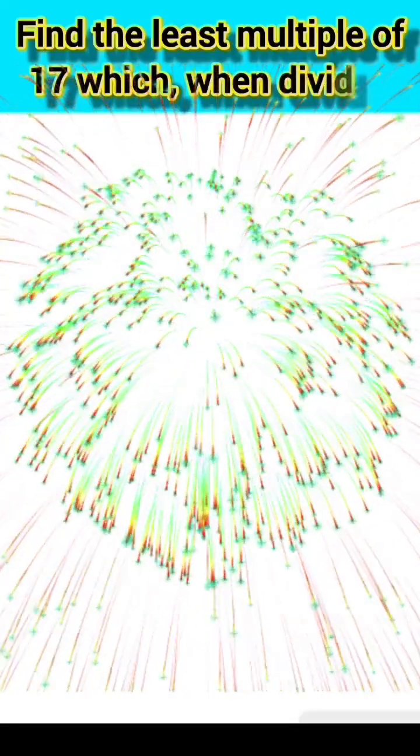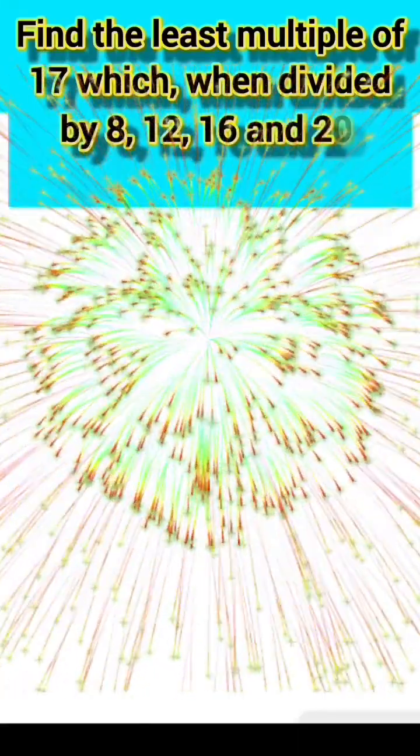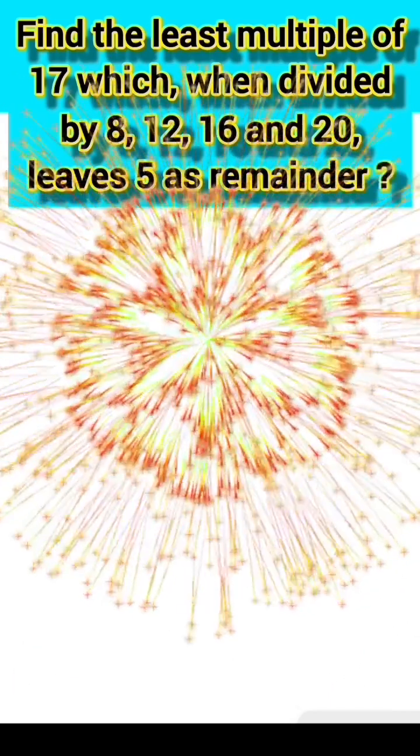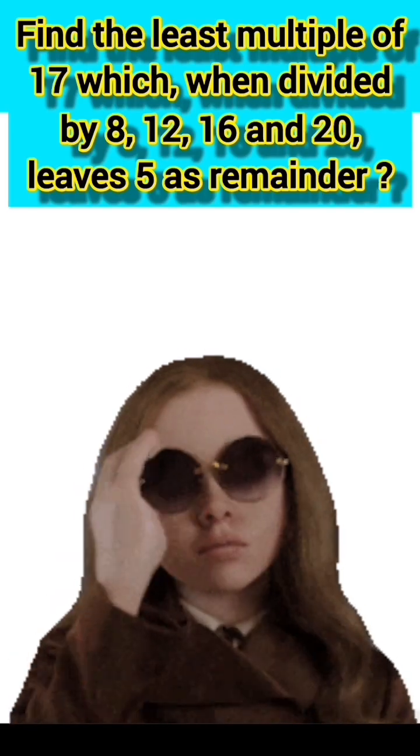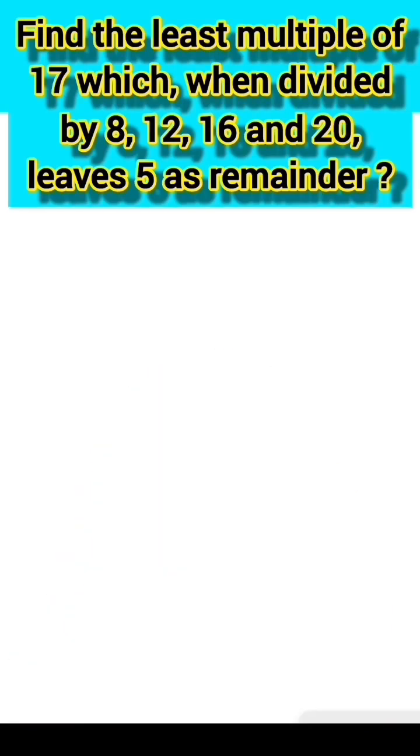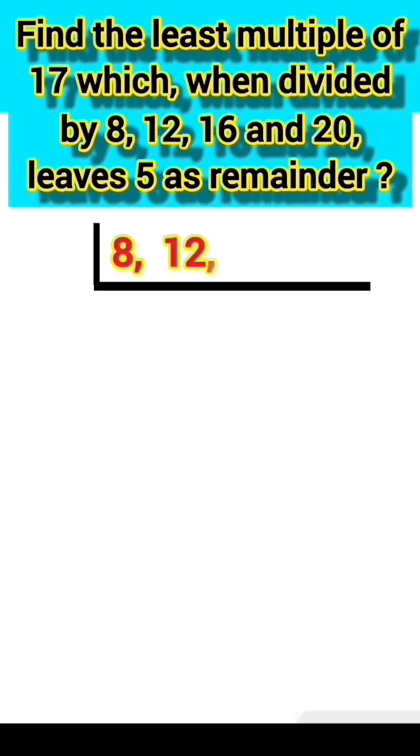Find the least multiple of 17 which when divided by 8, 12, 16 and 20 leaves 5 as remainder. According to the question, to find the LCM of 8, 12, 16 and 20, first we should frame it in this way. See, that is 8, 12, 16 and 20. Okay. Next, now we should focus on the first number, that is 8.